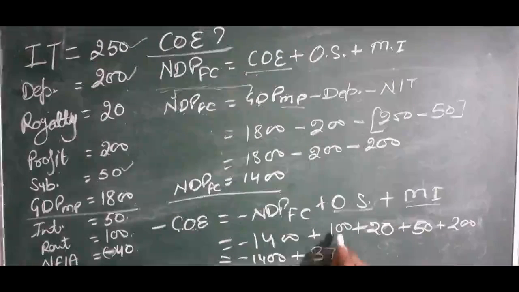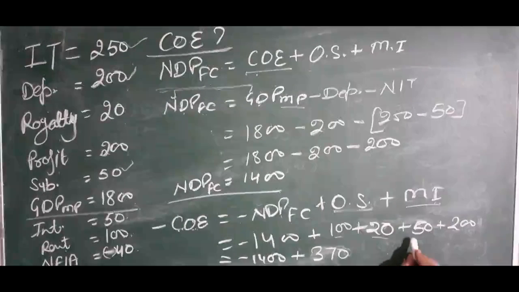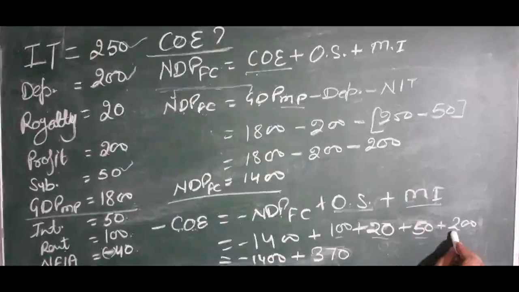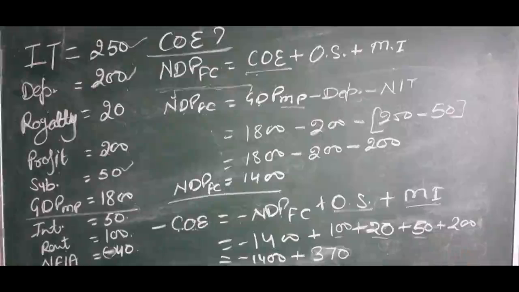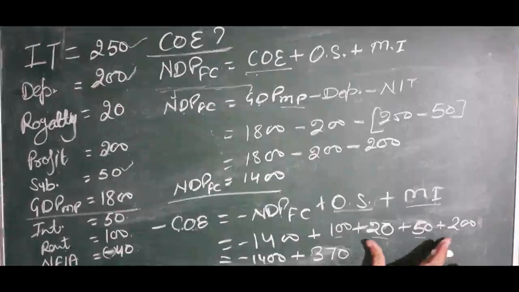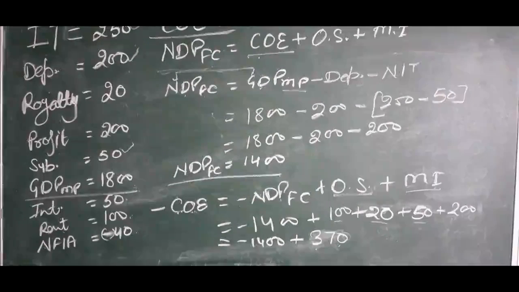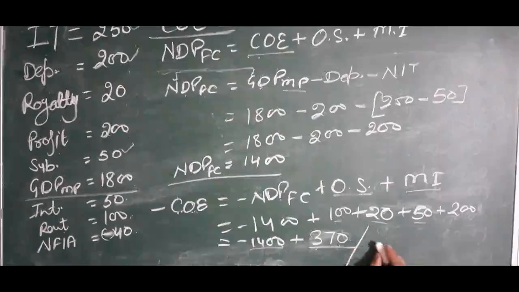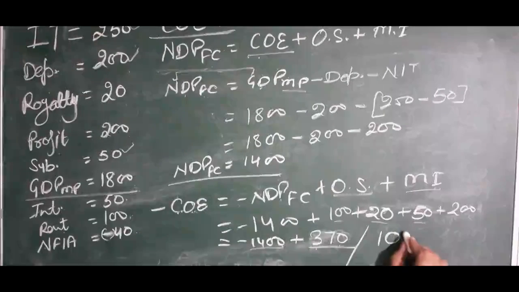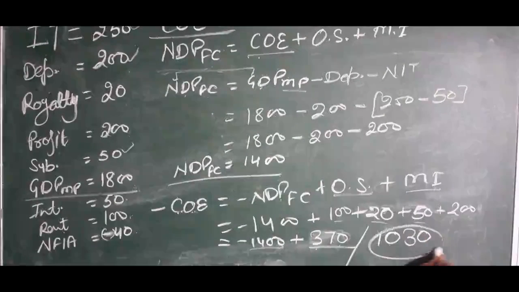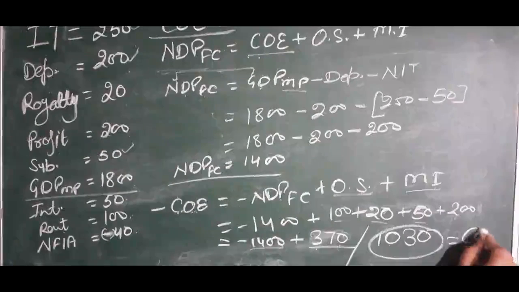operating surplus is equal to rent, royalty, interest and profit. Rent is 100, royalty is 20, interest is 50 and profit is 200. By adding all these we get 370. 370 is positive but 1400 is negative. So by subtracting 370 from 1400 we get 1030. This 1030 is the compensation of employees.